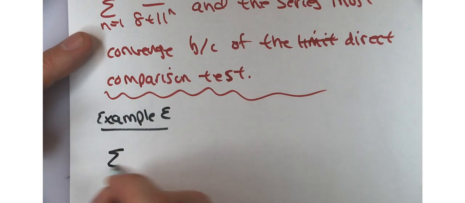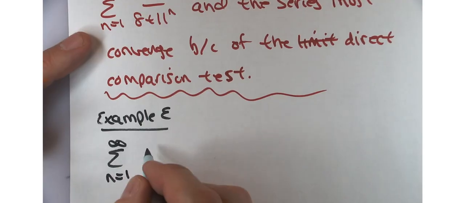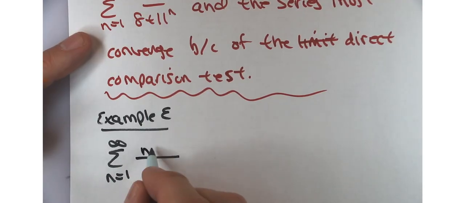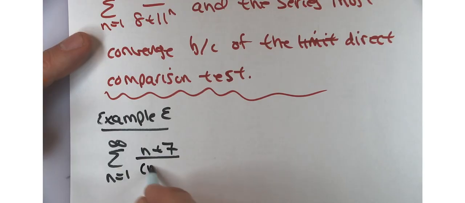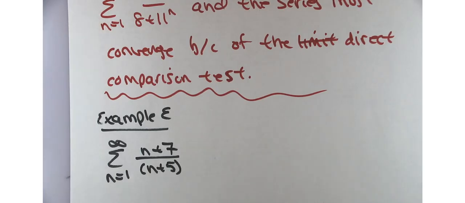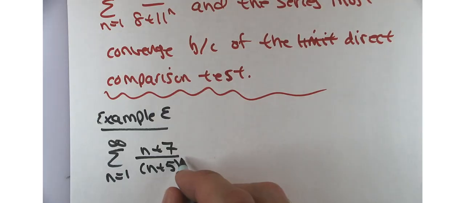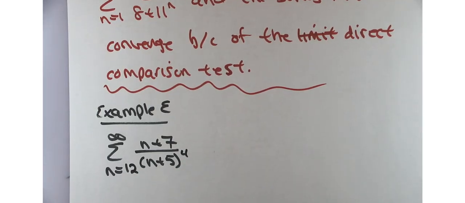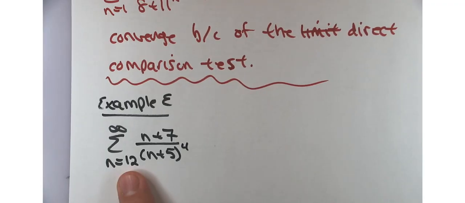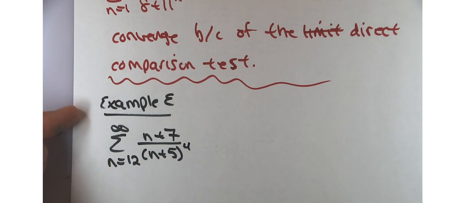We've got the sum from n equals 1 to infinity of (n plus 7) over (n plus 5) to the, what is that, the fifth power? Fourth power? Thank you. It says n equals 12 as well. N equals 12? Okay. It doesn't really matter that it starts out at 12. It could start out at any number you want, as long as it's going to infinity.